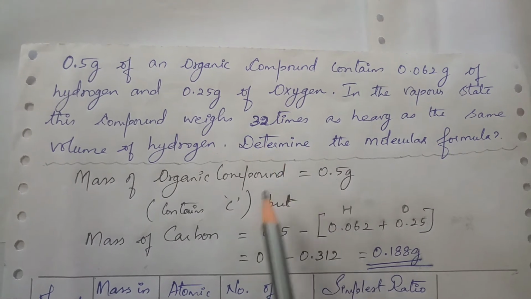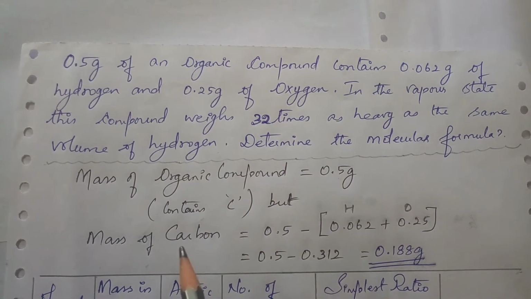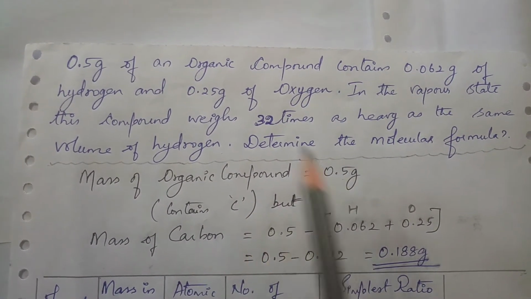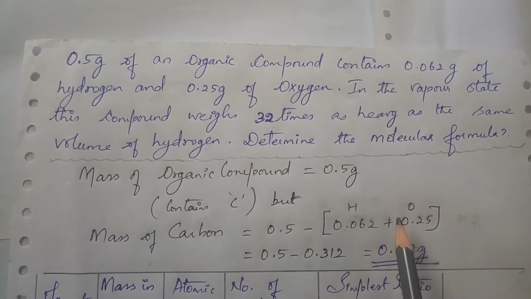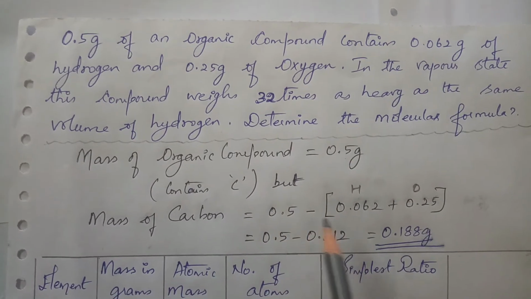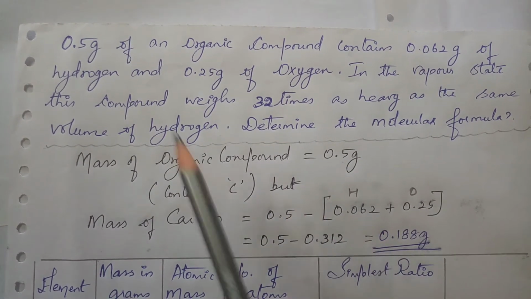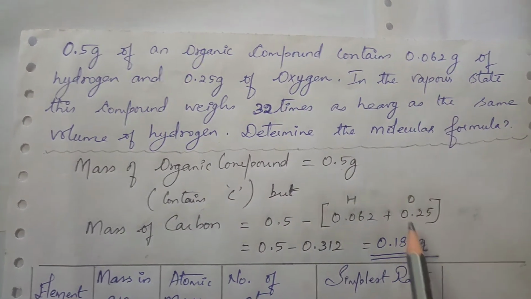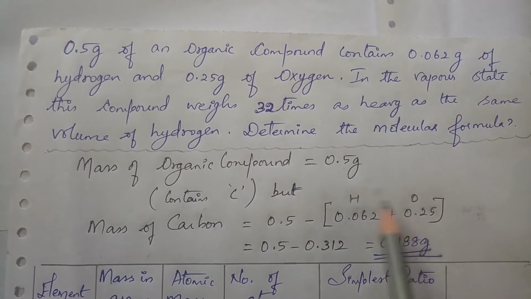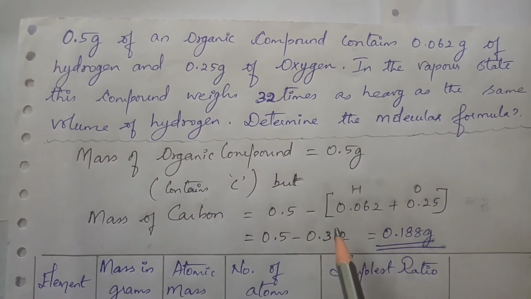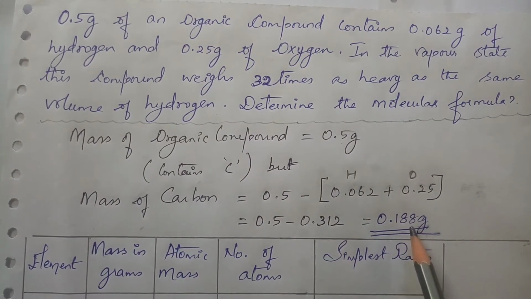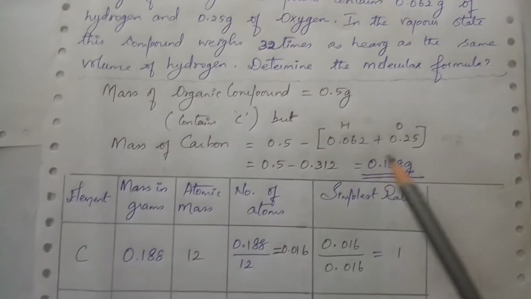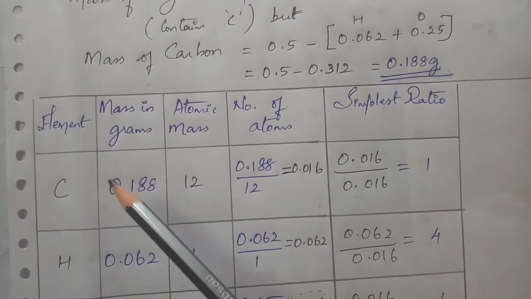So in order to calculate the mass of carbon we need to apply this. The mass of carbon is equal to the mass of the given compound minus the grams of hydrogen and oxygen. So 0.5 minus 0.062 for hydrogen, minus 0.25 grams for oxygen. When we do the calculation, the mass of carbon is obtained as 0.188 gram. Got it? So now we have been provided with the grams of all the elements.